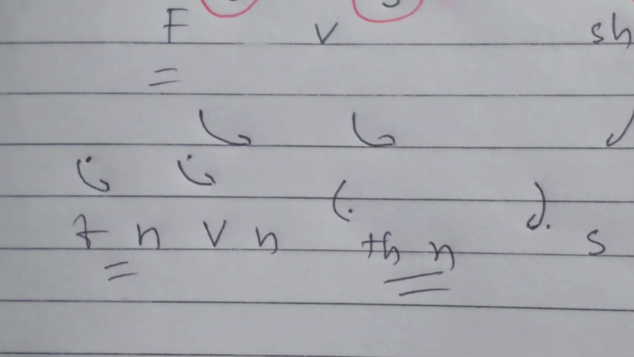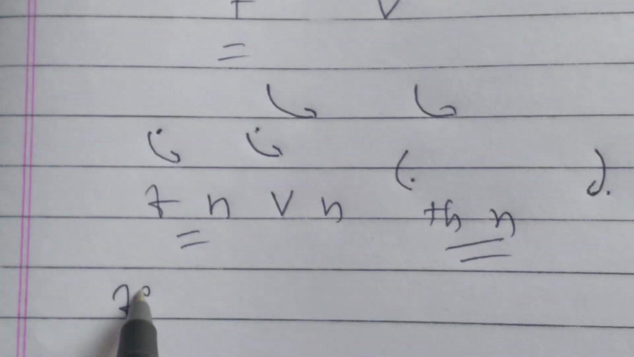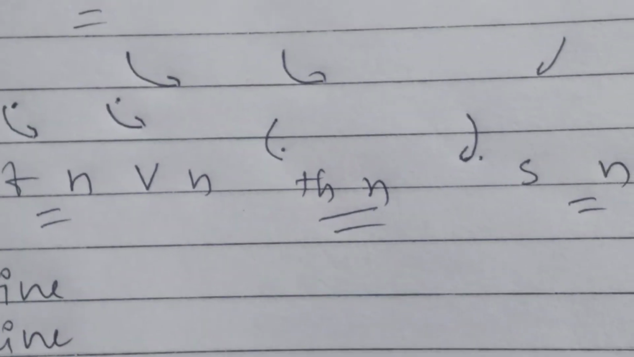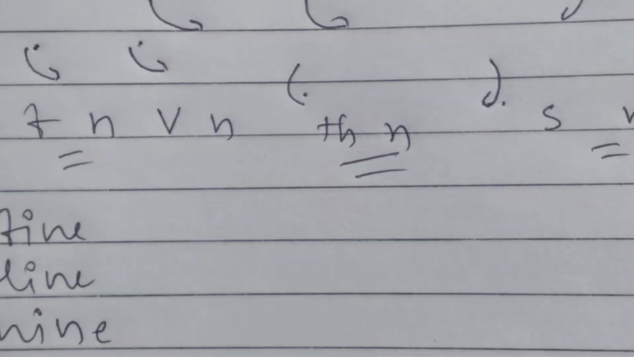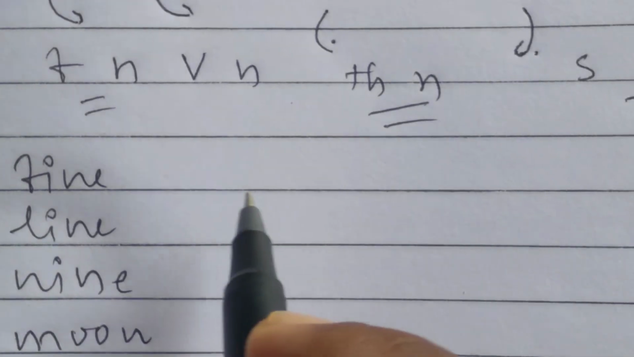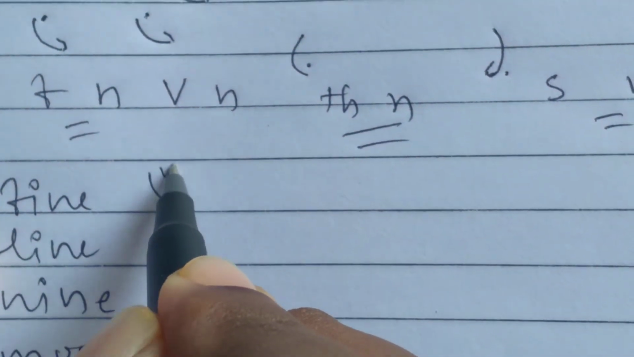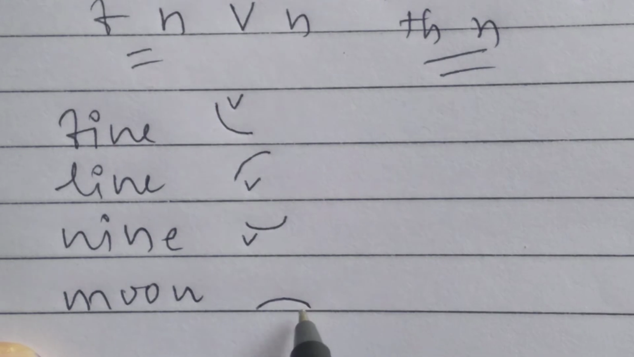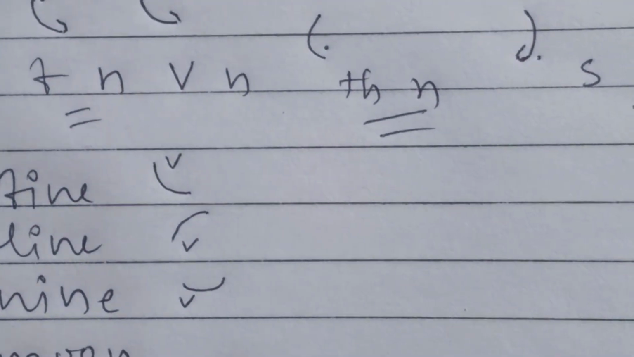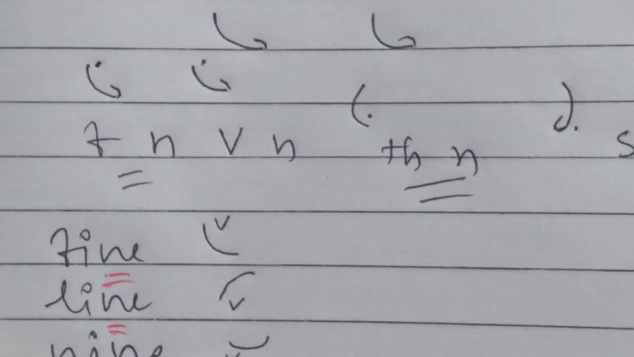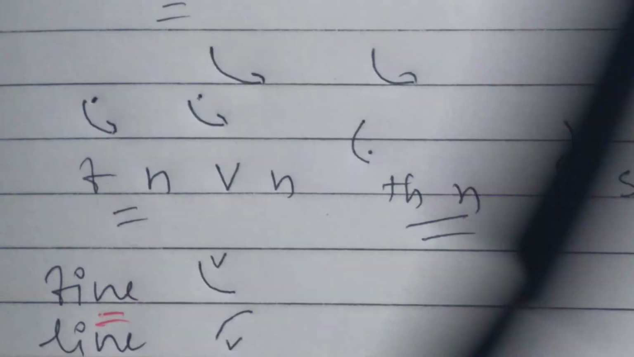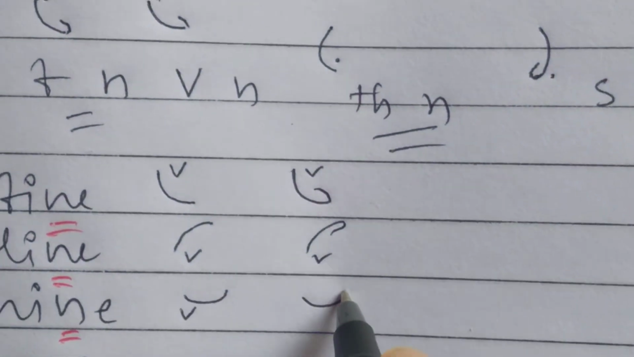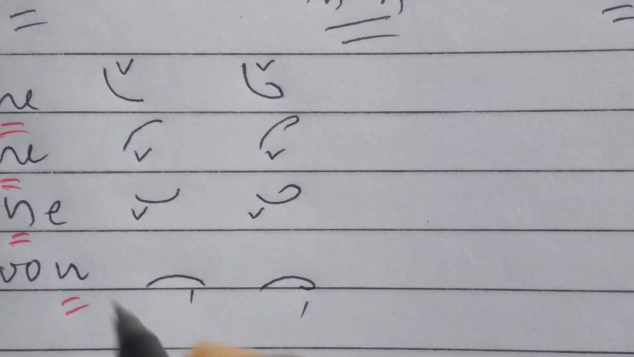Few examples I am going to write for you. For example, FINE, LINE, NINE, MOON, etc. Fine, we know very well, phi. Line means lie. Nine means nigh. Moon means like this. If you want to add an N hook for this, in the same direction we add a small hook like this. Fine, line, nine, moon, like this.